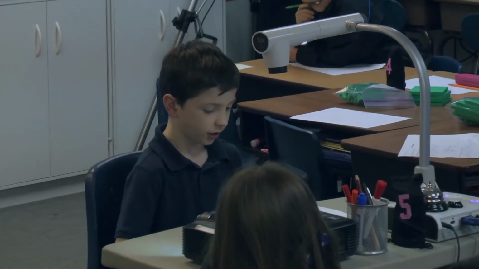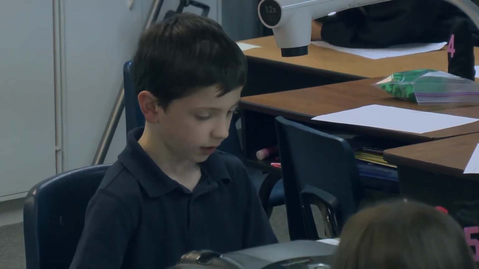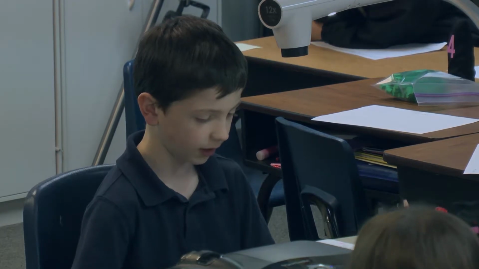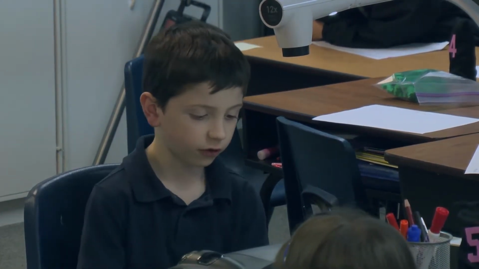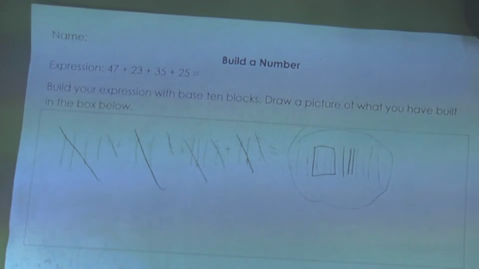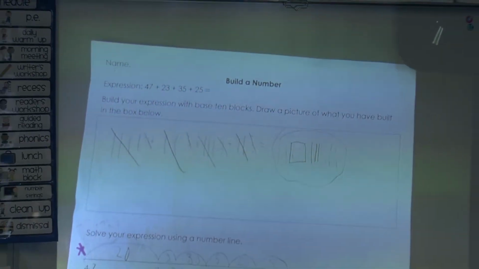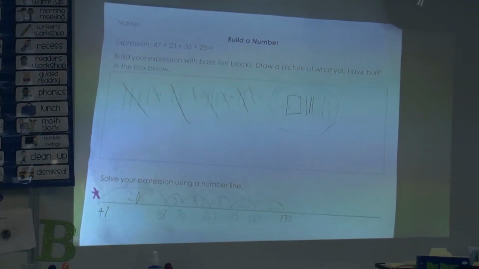So that made a friendly 10. So then I had a 30, and I knew it would make 100. So that made it easier. So I added the 30 to it, and that equaled 100. And then 100 plus 5 equals 105, and then 105 plus 20 would equal 125. And then 125 plus 5 would equal 130.